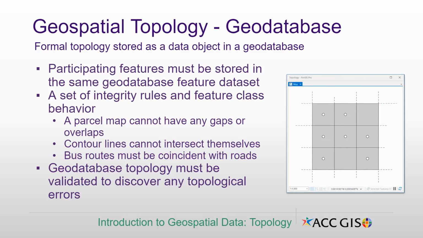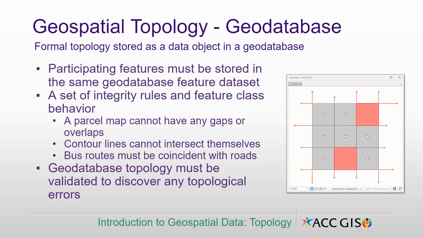So for example, parcels cannot have any gaps or overlaps. And we want this when we're modeling parcels, because if you have overlap in parcels, that means two owners can own the same strip of land. Or the opposite of that, there's a gap between two parcels. It means nobody owns that gap. So we use topology to make sure that parcels have coincident boundaries.